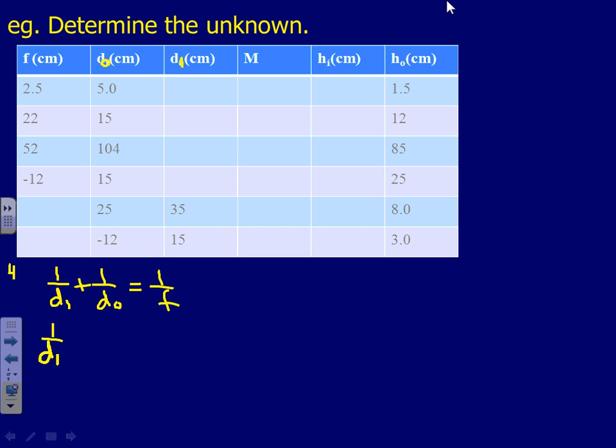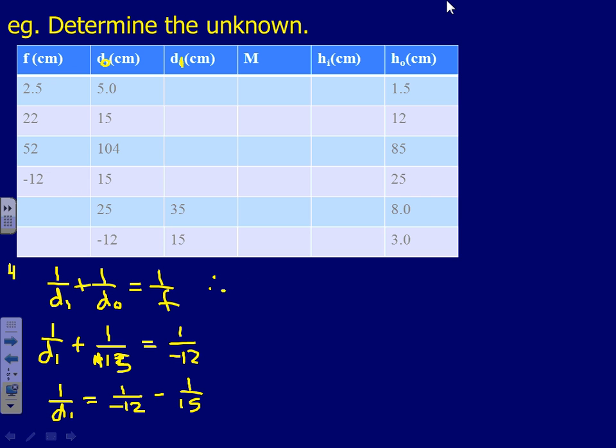1 over di plus 1 over negative 12 equals, oh no, what have I done? It's 15. 15. I'm all excited about the negative. 1 over 15, right? 1 over 15 equals 1 over negative 12. All right, that's me. We got it. Bringing that to the other side, it becomes negative. 1 over di equals 1 over negative 12 minus 1 over 15.